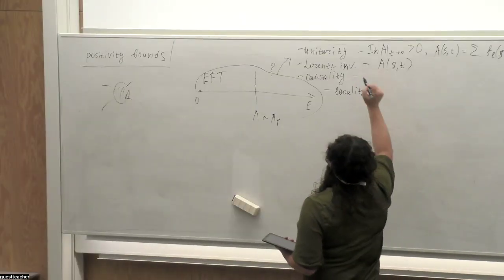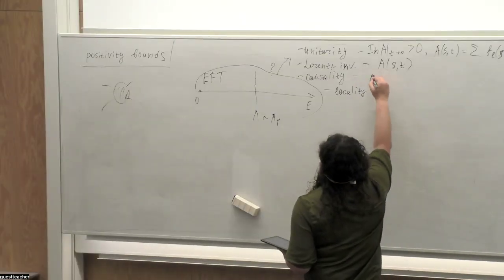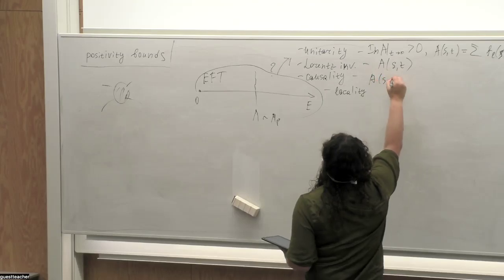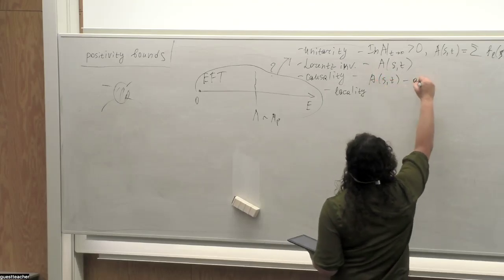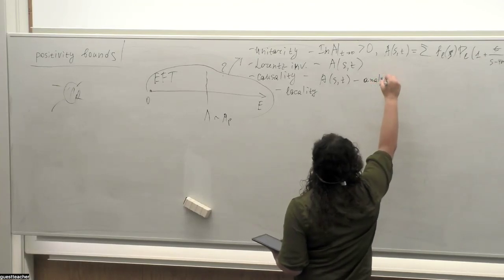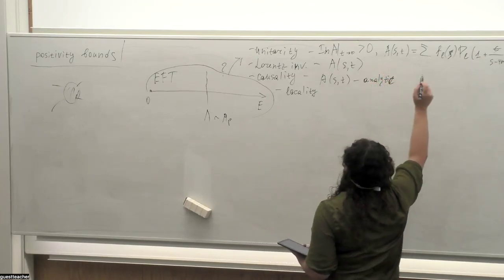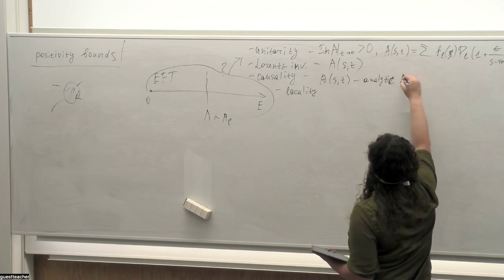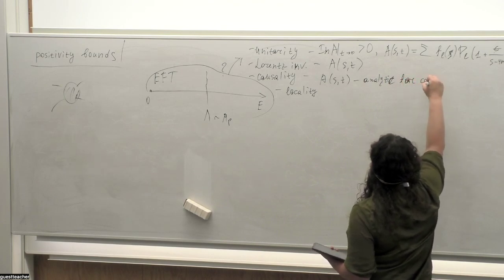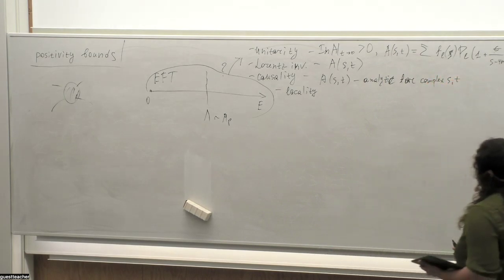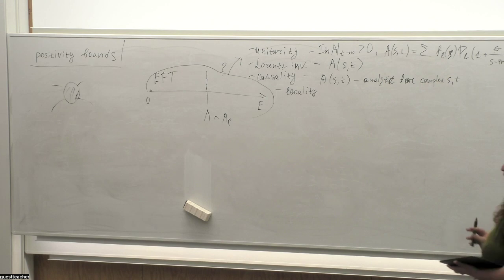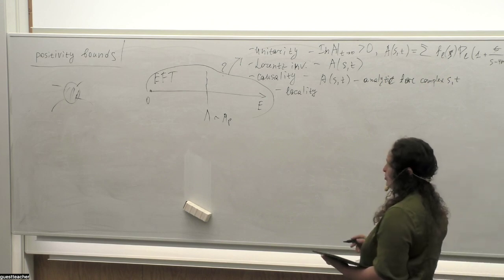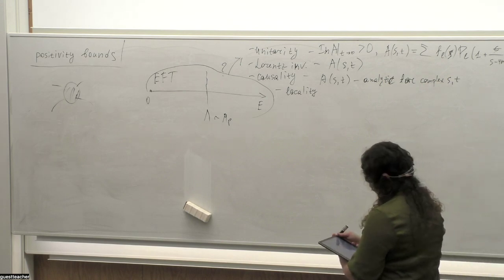Causality can also be stated as the analyticity of the function A of s and t in the whole complex plane. But along the real axis, we can have singularities like poles and branch cuts. This is allowed.